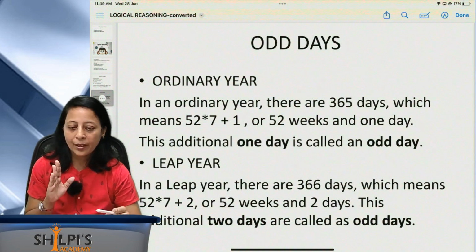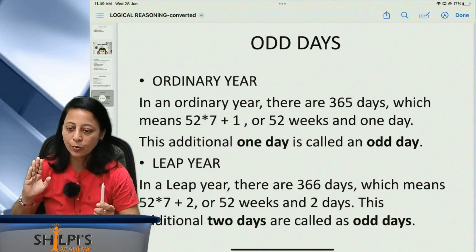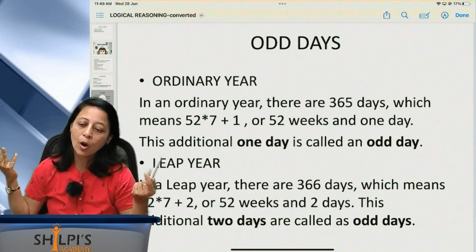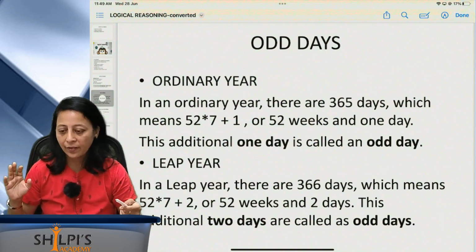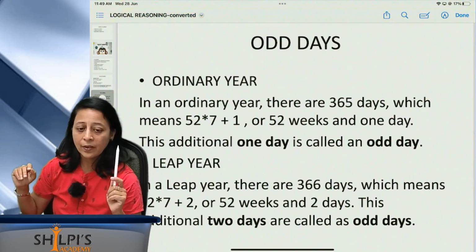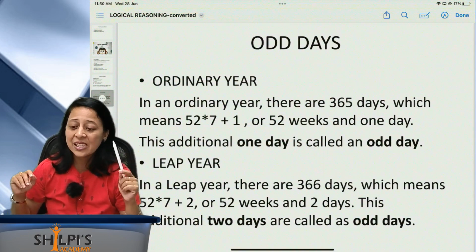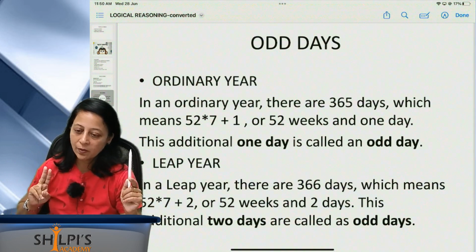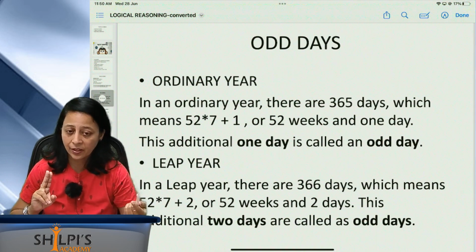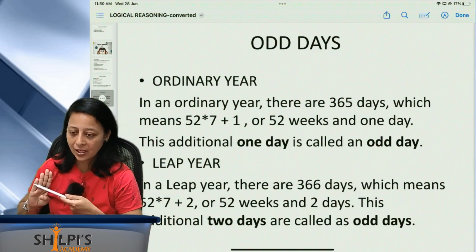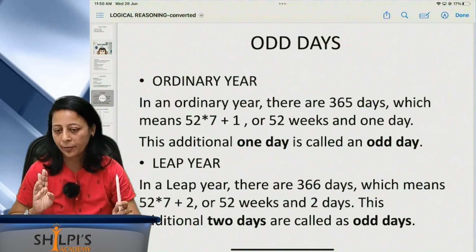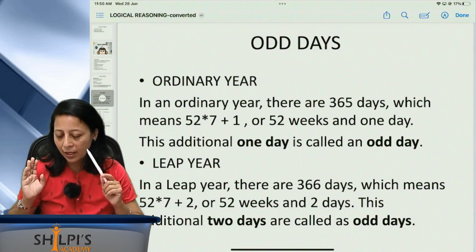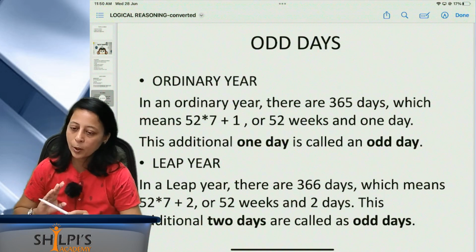If the number of days is 364 and I divide 364 by 7, the remainder will be 0, so it means there are no odd days. 365 divided by 7, I get 1 day, so that will be 1 odd day. If it is 366 divided by 7, the remainder will be 2, so the number of odd days will be 2. If it is 367 divided by 7, you get 3 days, and those 3 days will be called your odd days. So the remainders you get by dividing the numbers by 7 are your odd days. Hope you are all clear with it, right?